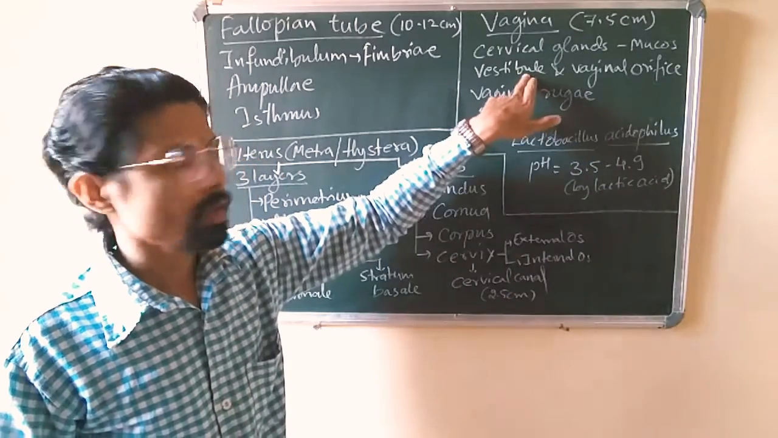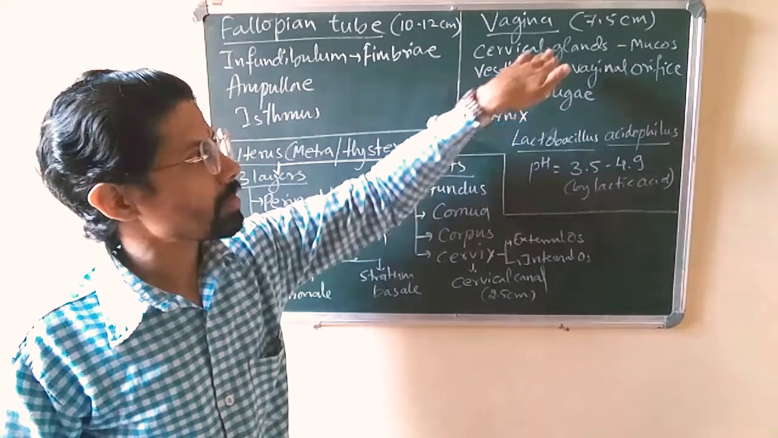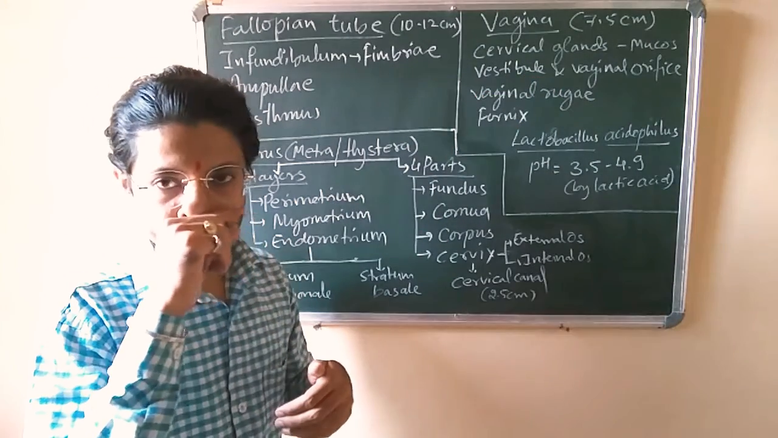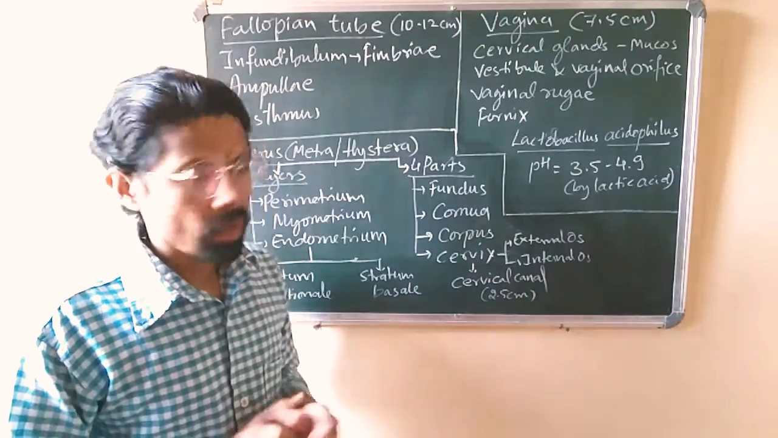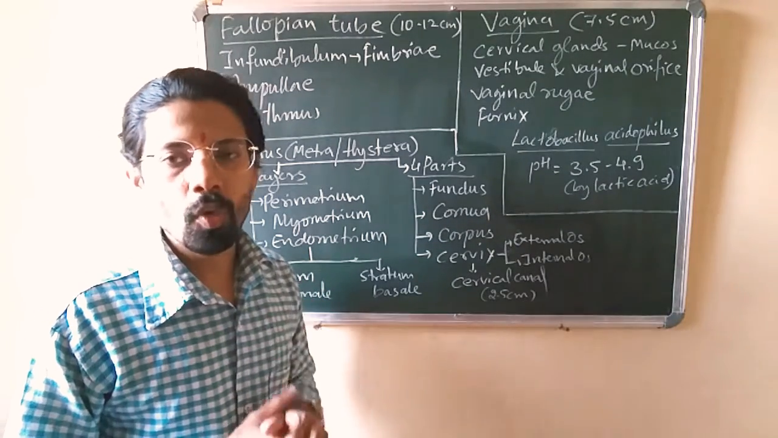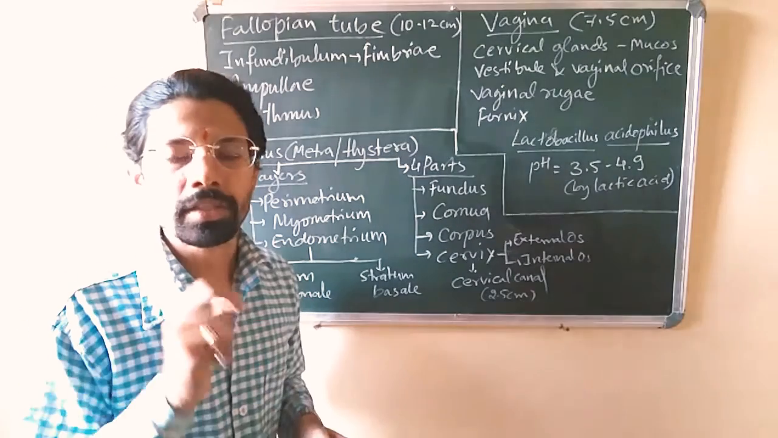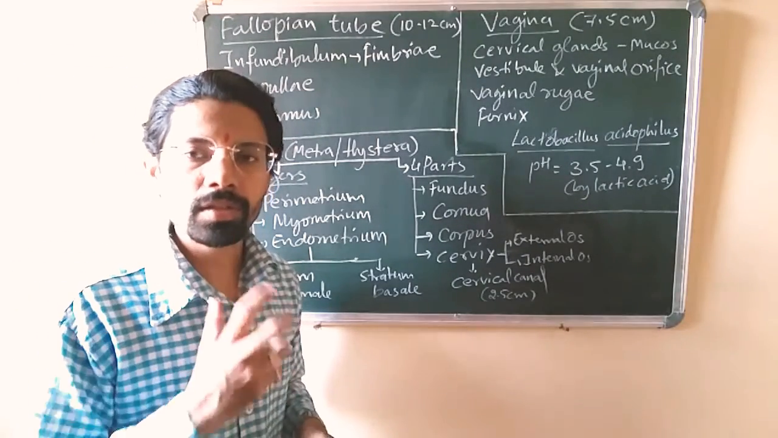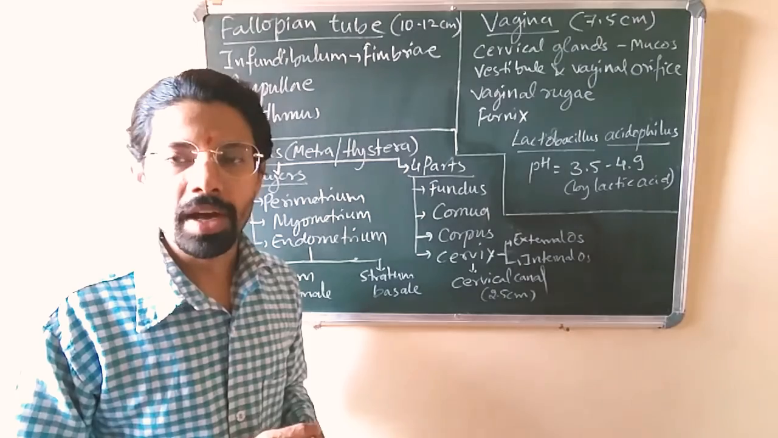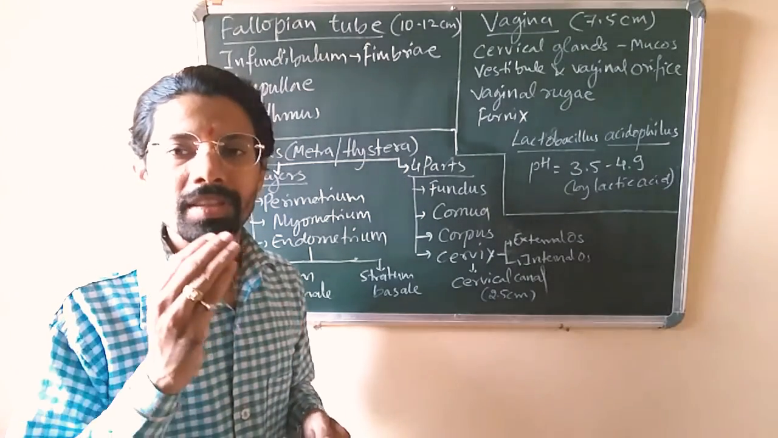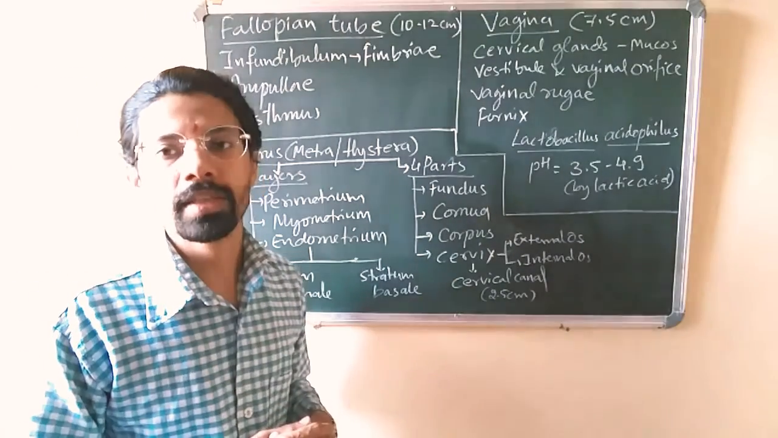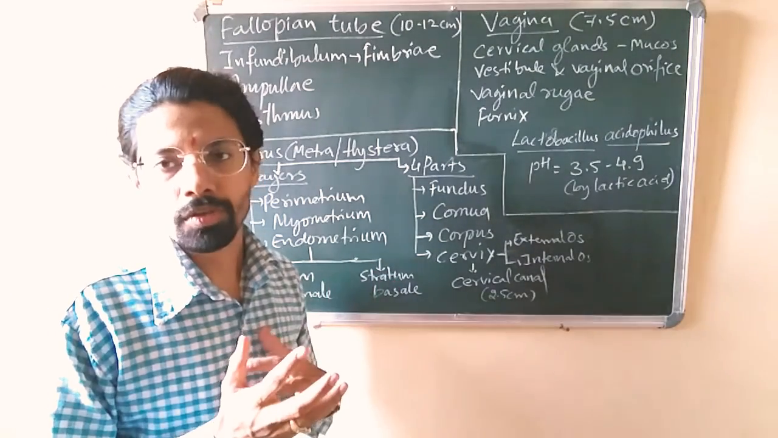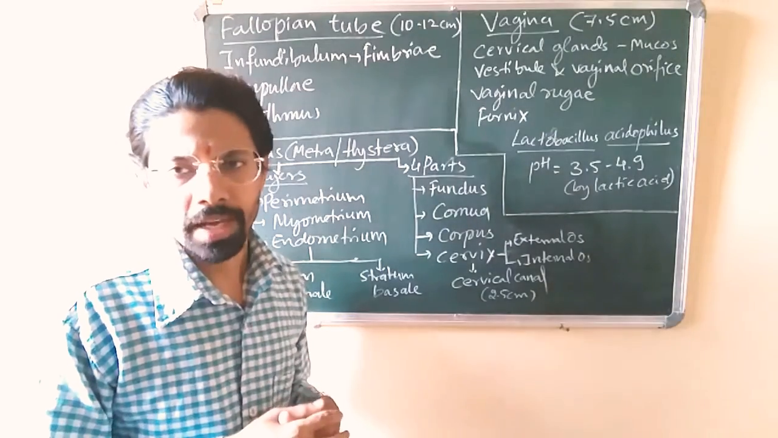Secondly, the vestibule. Vestibule is the region where the cervix and vagina are connected. This region is called the vestibule. Vestibule leads to the external opening of the vagina, which is called the vaginal orifice. The vaginal orifice is generally covered with a thin flap of skin called the hymen. Now this hymen can break because of sexual intercourse or maybe because of heavy exercises.